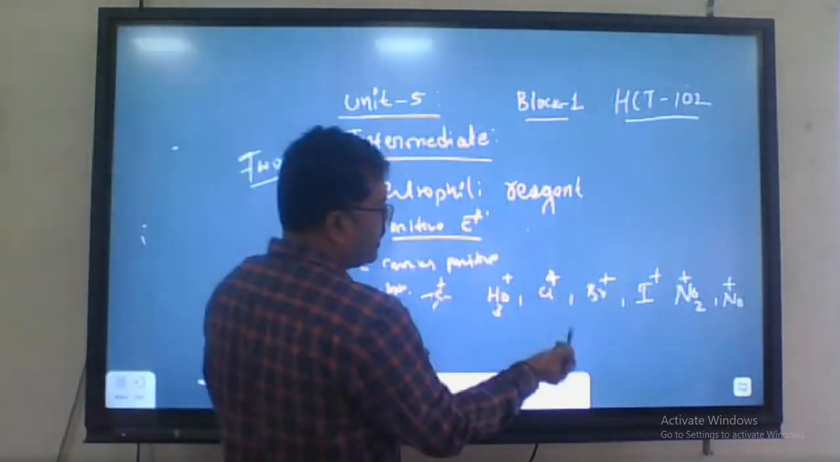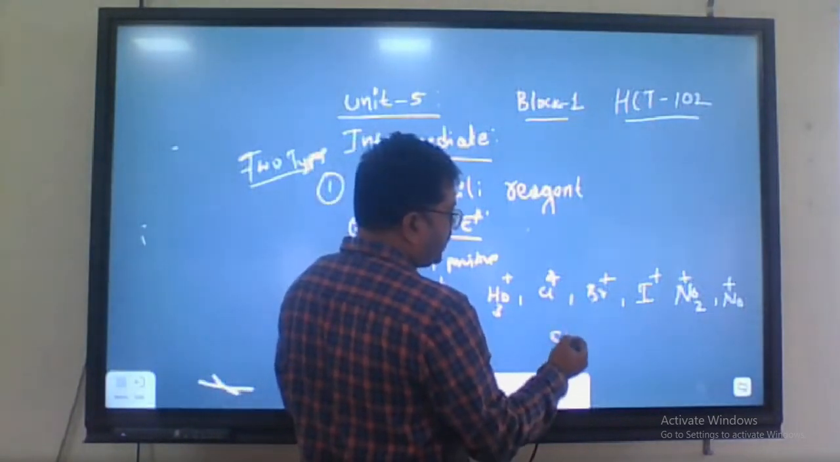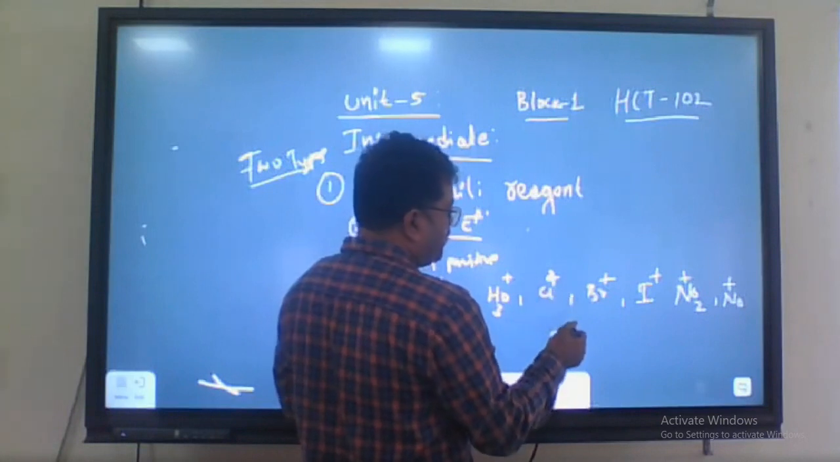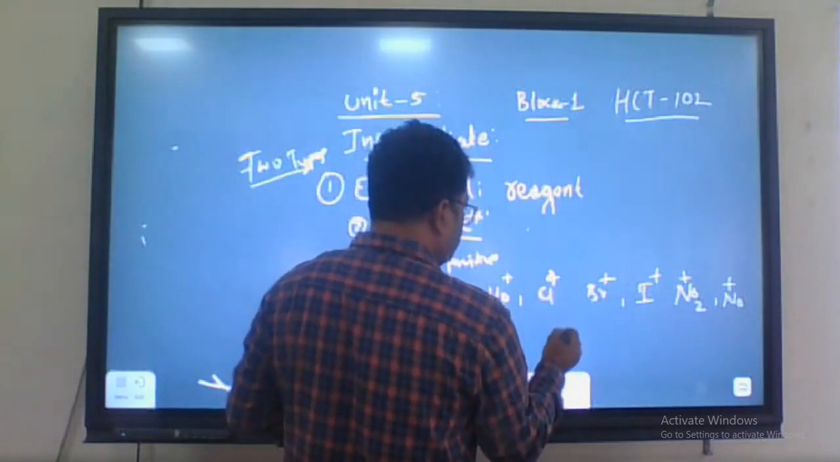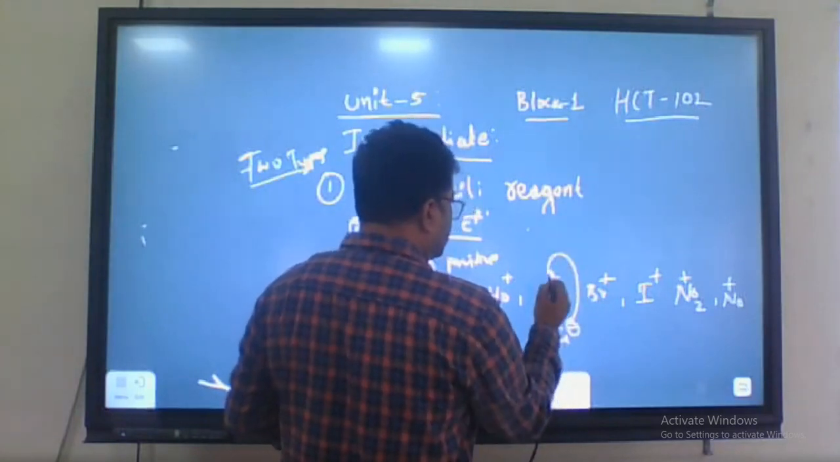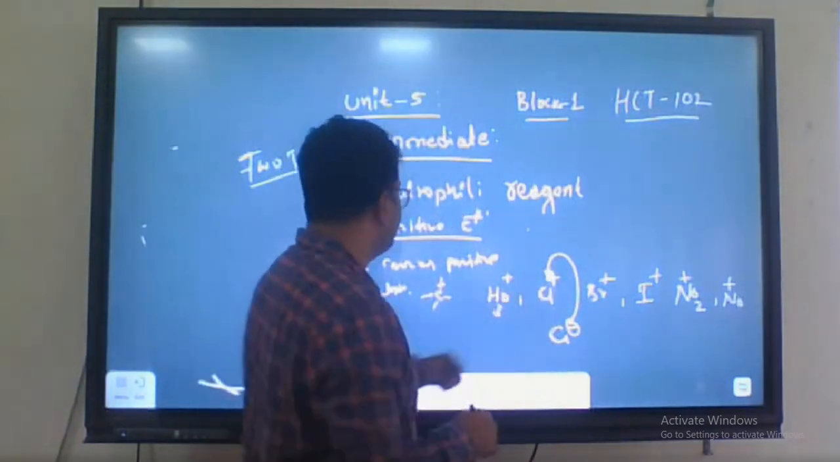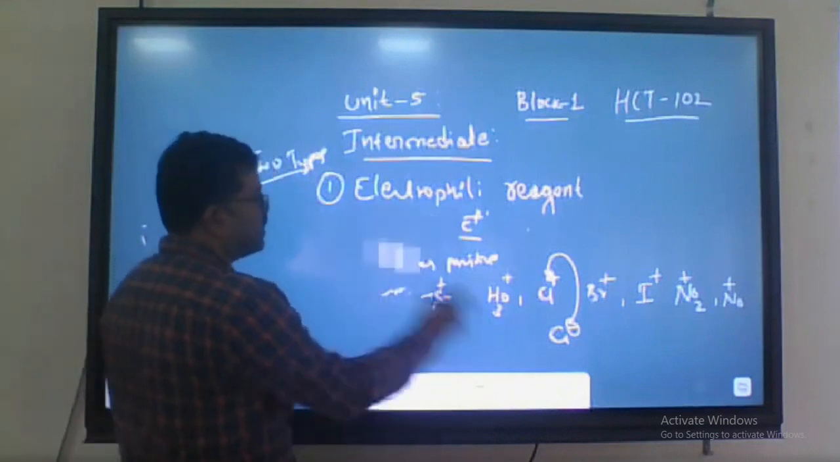So if you add any nucleophile, Cl minus, a nucleophile, it accepts what? One more Cl minus. It accepts electrons but carries a positive charge. That's why it is a positive electrophile. These are the two types of electrophiles.